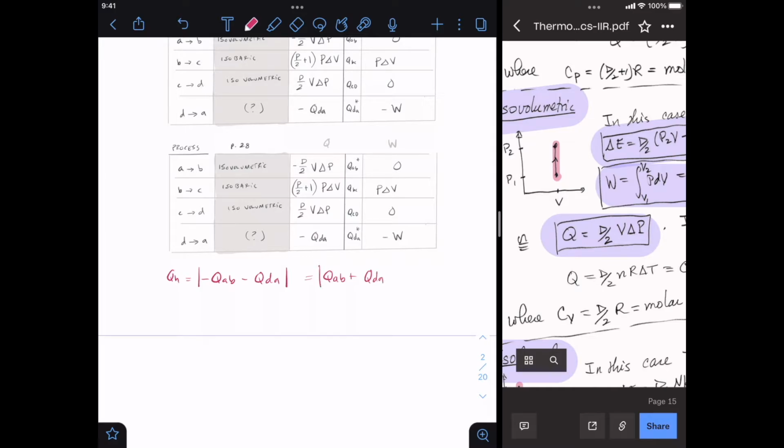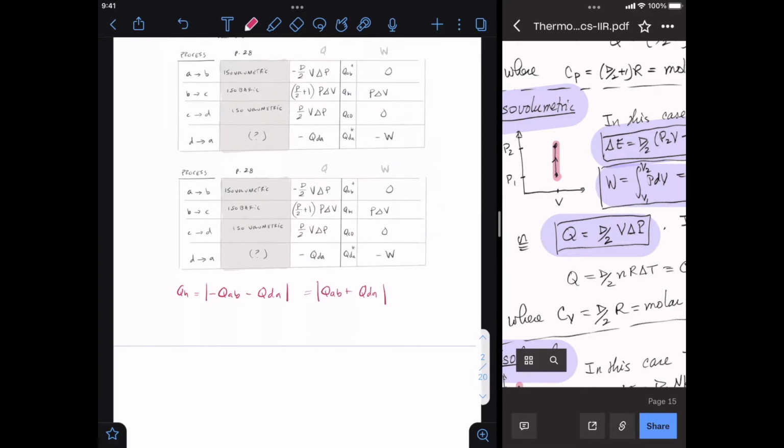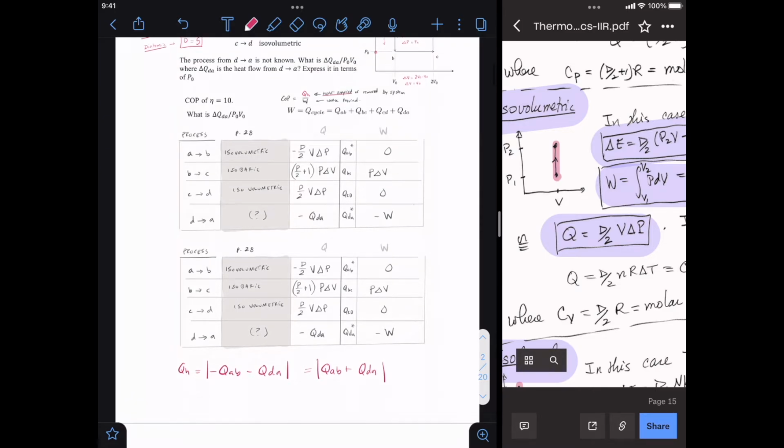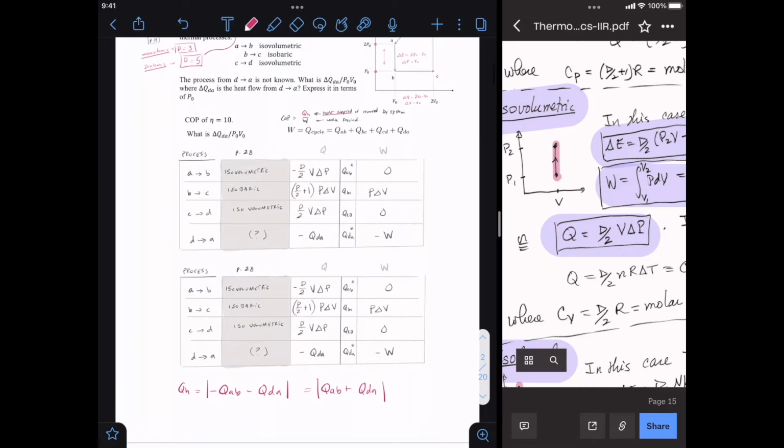Okay, so we can put them in as negative. Either way, I don't think it'll really matter. Their sign convention will be the same. Okay, so we have QH.